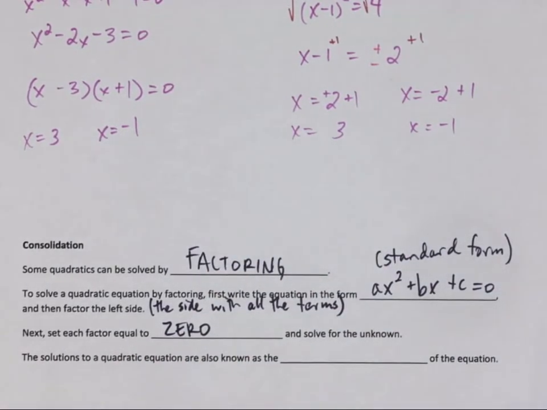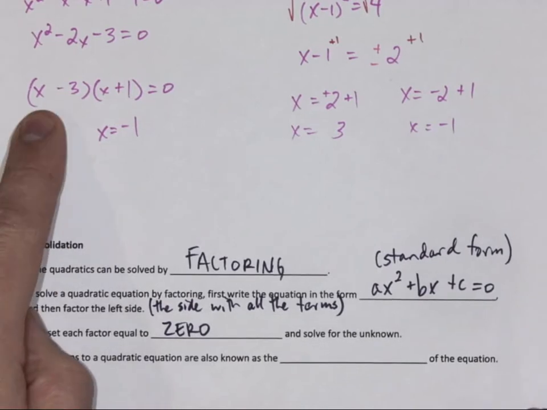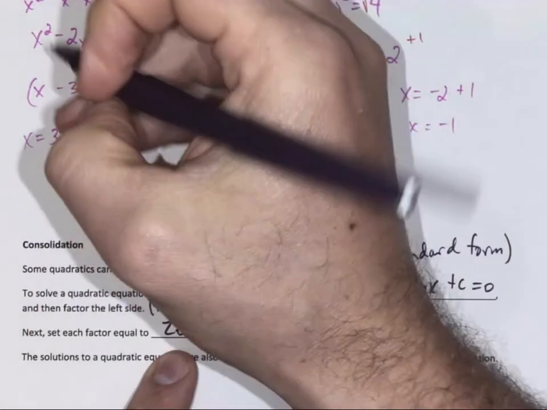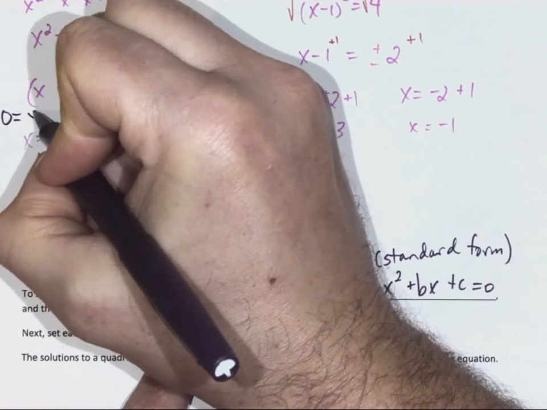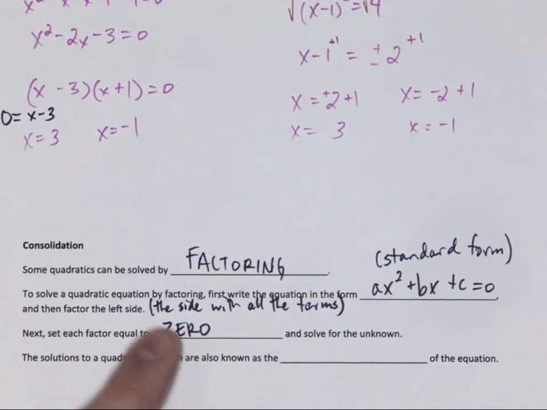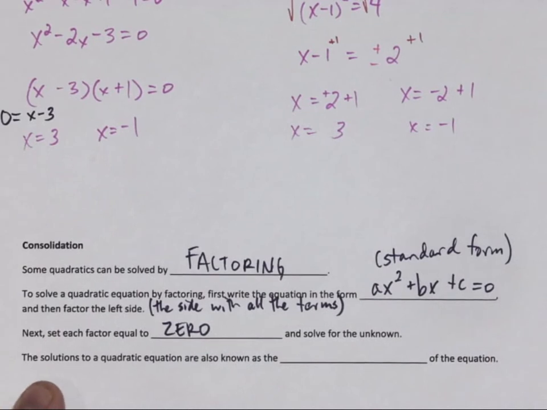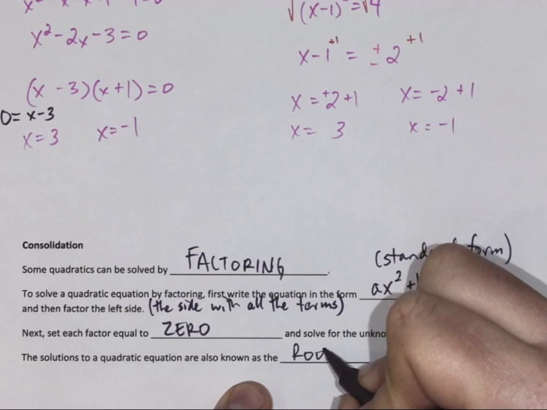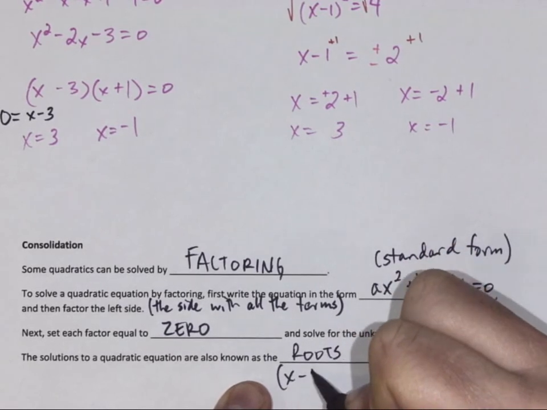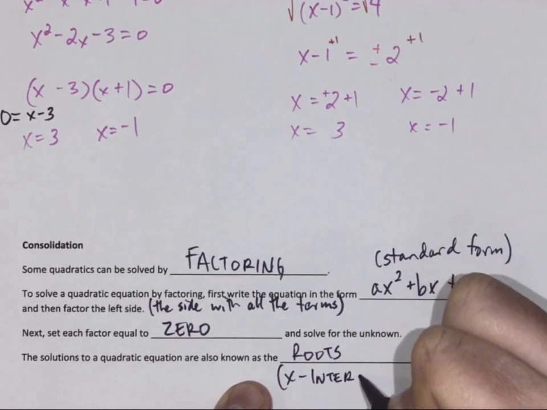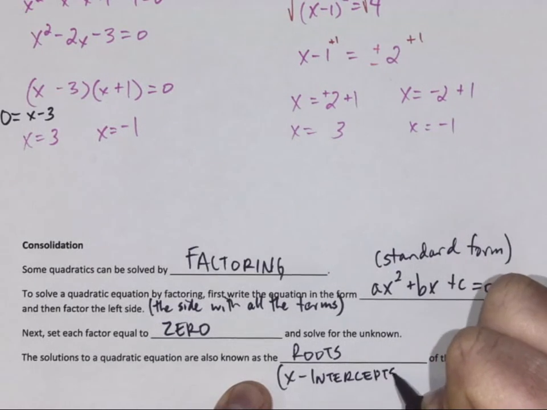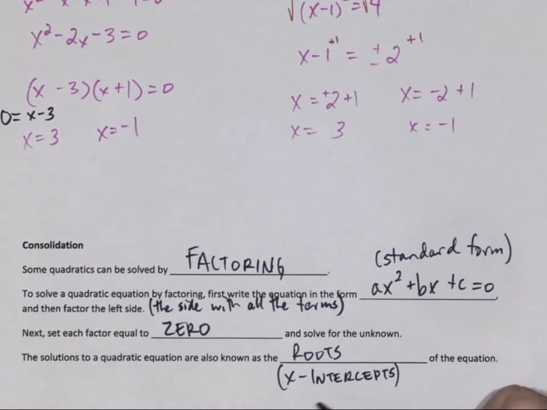Next, we're going to set each factor equal to 0, which we did in our first examples, and then after that we saw the pattern. So again, setting it equal to 0, and then we're going to solve for x. So solutions to quadratic equations are also known as the roots and x-intercepts. Sometimes also called the zeros. What would x be to make it 0?